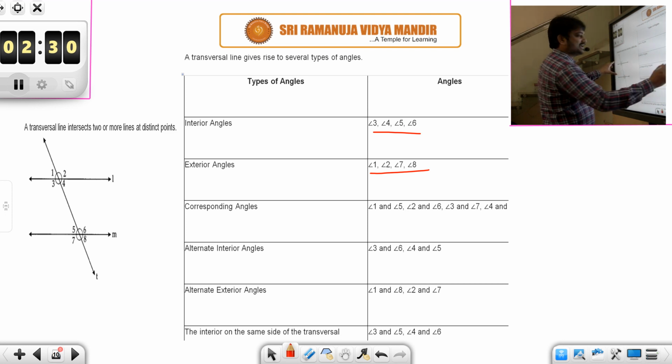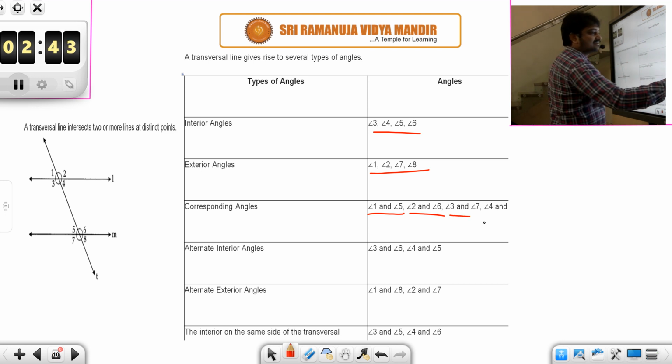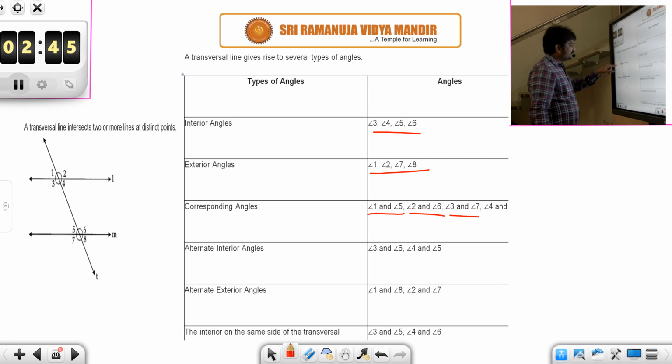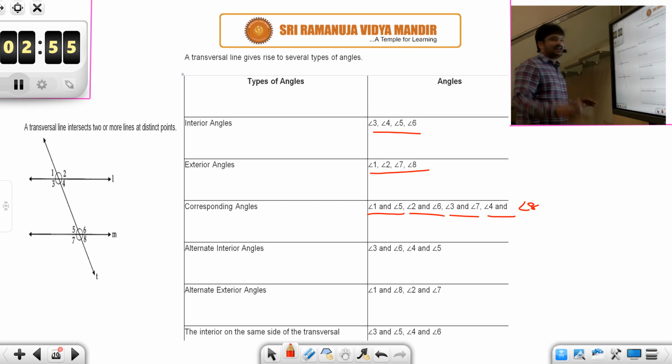So the angles formed in a similar manner, we call corresponding angles. Examples of corresponding angles are 1 and 5, that is left of the transversal and above the parallel line. Then 2 and 6, right of the transversal and above the parallel line. And 3 and 7, left of the transversal and below the parallel lines. And then 4 and 8, that is right of the transversal and below the parallel lines.